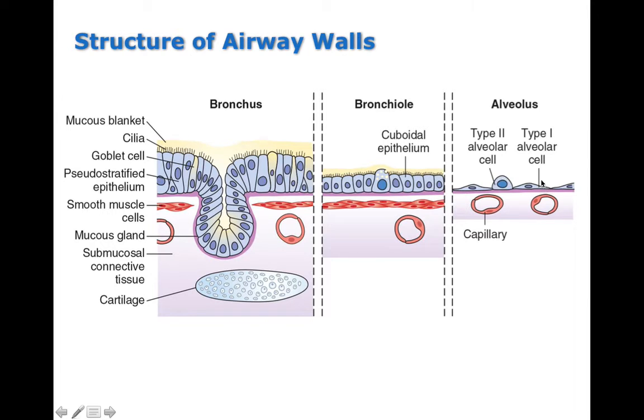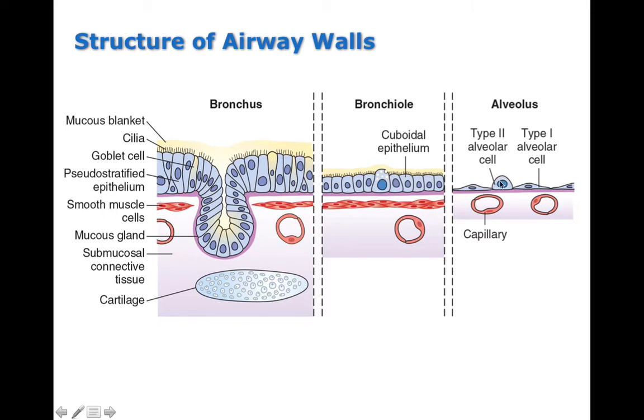Type 1 cells are the thinnest, and actually this is where gases can be exchanged. In fact, if you zoom in here, this is considered the respiratory membrane, where you have the type 1 alveolar cell, basement membrane, and then the endothelium of a capillary. That's the respiratory membrane. Very, very thin, like 1/2000th of a millimeter thick.